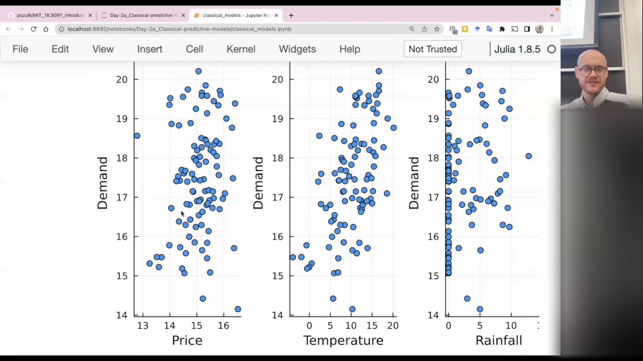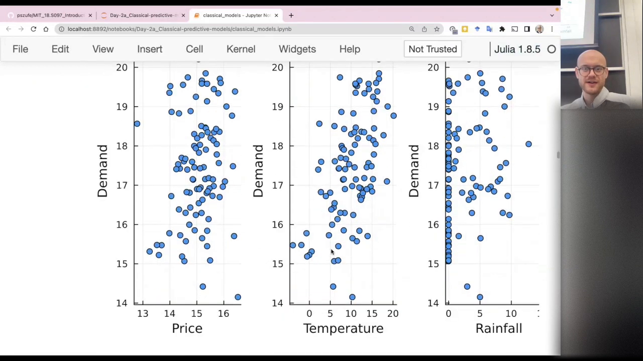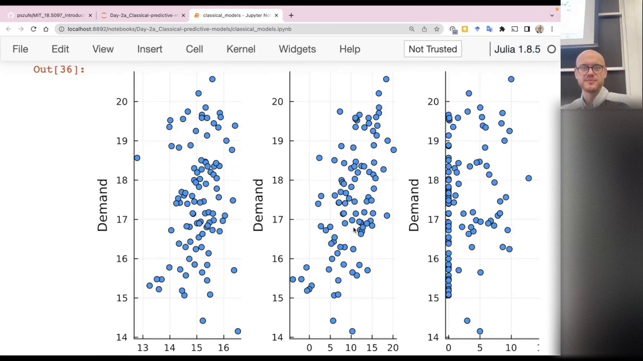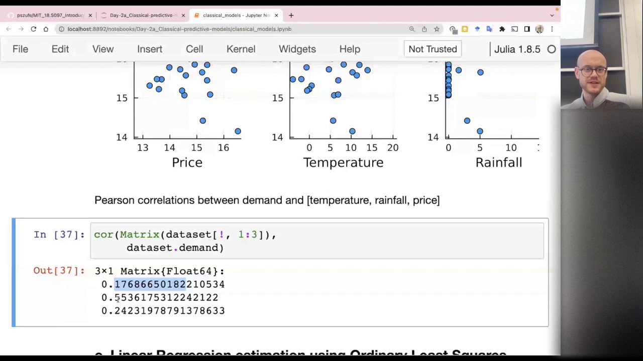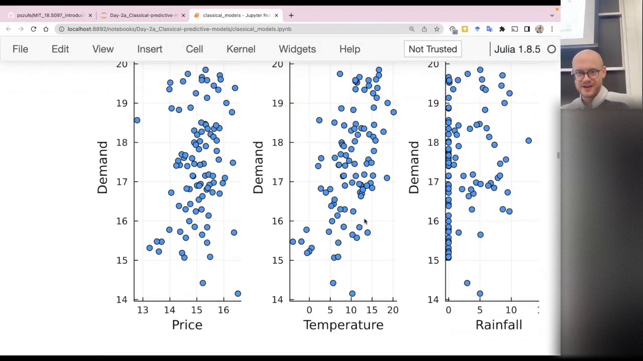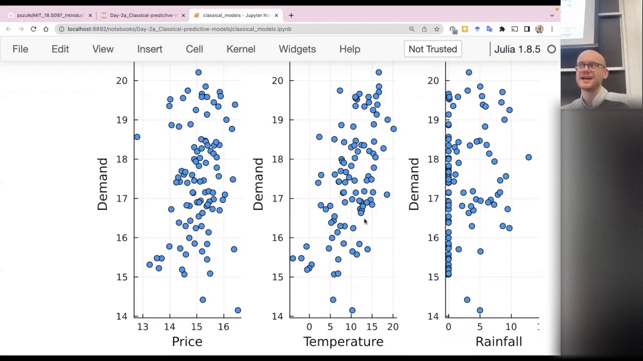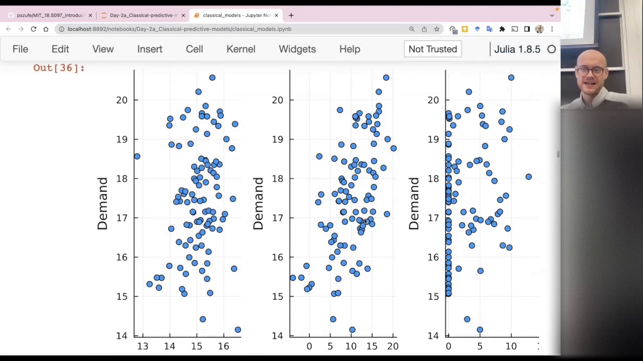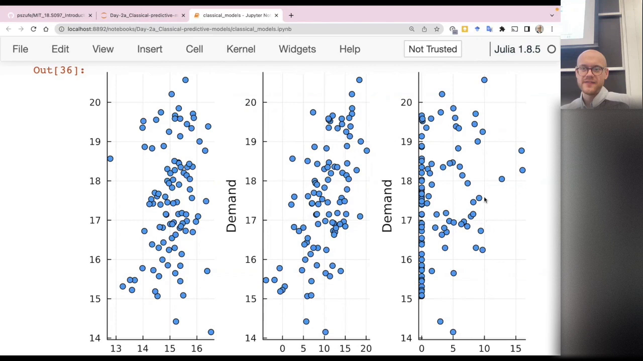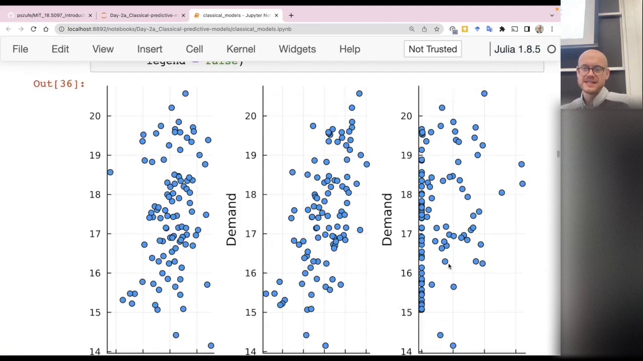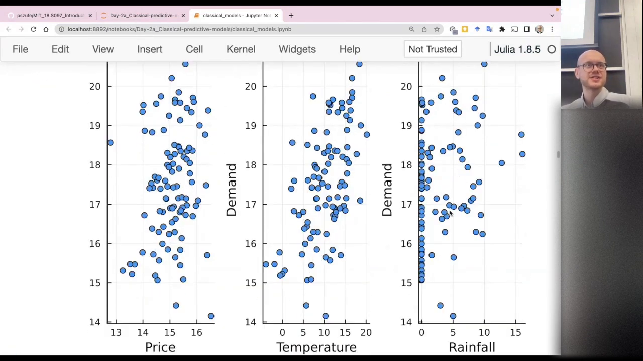So this is the first graph. Then we have demand versus temperature, and here we see an obvious positive relationship, which is also confirmed by the strong correlation of 55. And this is intuitive; we should expect this one. And finally, demand versus rainfall, we see some positive relationship.